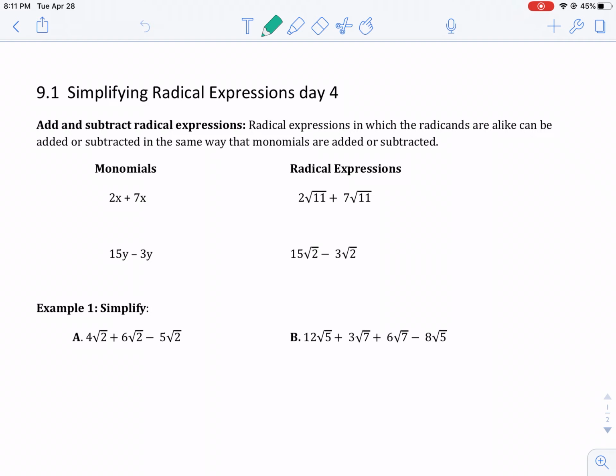So when we look at adding 2x plus 7x, that result is 9x. So similarly, 2 root 11 plus 7 root 11 is 9 root 11. Okay, so we're adding the coefficients, and then the variable or the radical stays the same. If we have 15y minus 3y, that gives us 12y. So similarly, 15 root 2 minus 3 root 2 gives us 12 root 2.